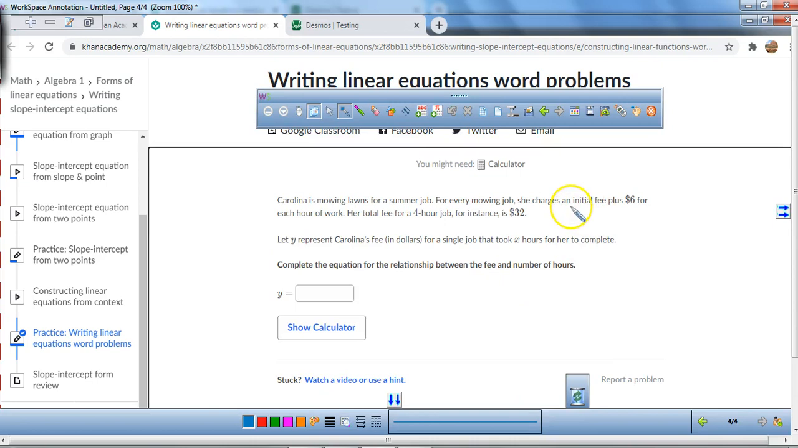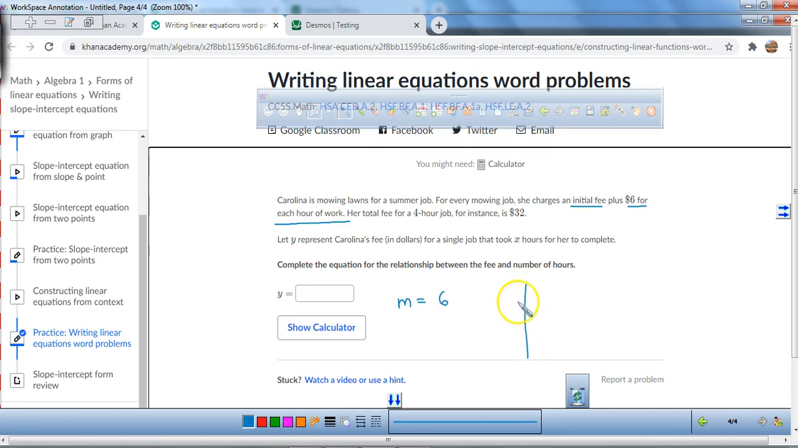She charges an initial fee, okay? But she also charges $6 for each hour of work. So basically, that's her slope. That's her rate of change. Her slope is $6 per hour. We have a table here. And the table, for instance, says after 4 hours of work, it's $32. So we have an X and we have a Y value. Just remember, it says X represents the hours.